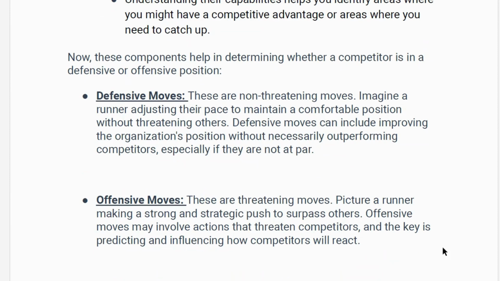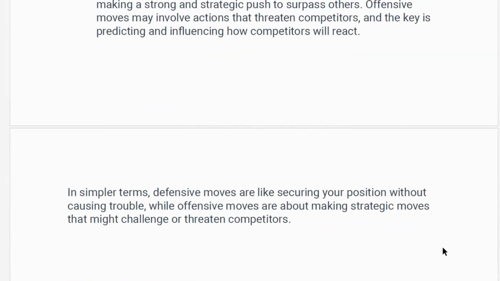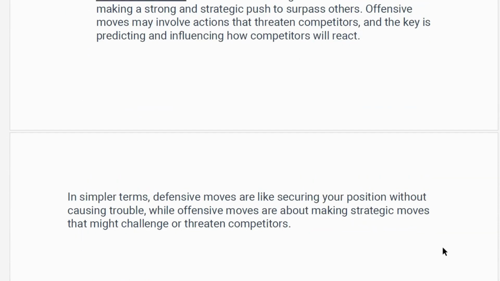And when we talk about offensive moves, these are threatening moves. Picture, for example, a runner who makes a strong and strategic push to surpass others. Offensive moves may involve actions that threaten competitors, and the key is predicting and influencing how competitors will react. So, in simpler terms, defensive moves are like securing your position without causing any trouble, while offensive moves are like making strategic moves that may challenge or threaten competitors.